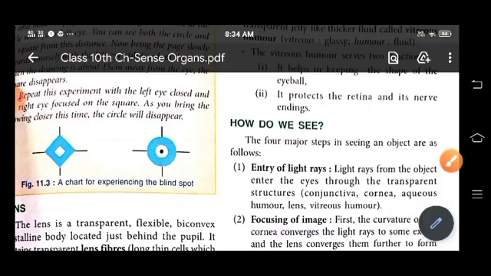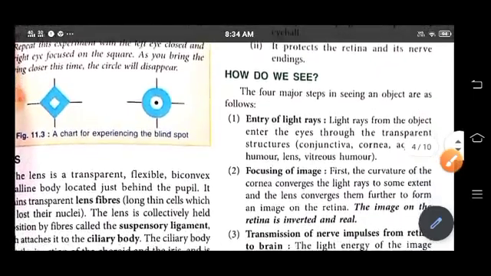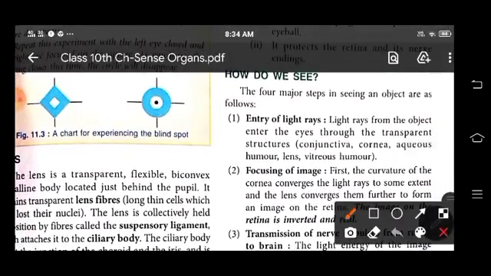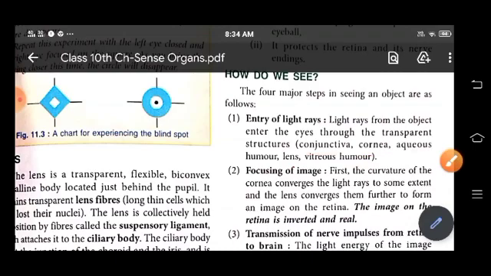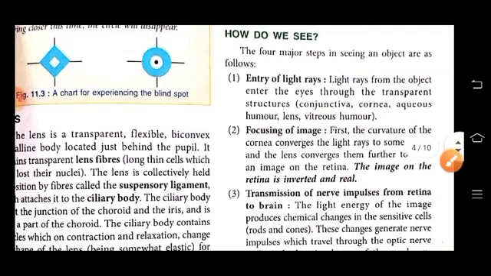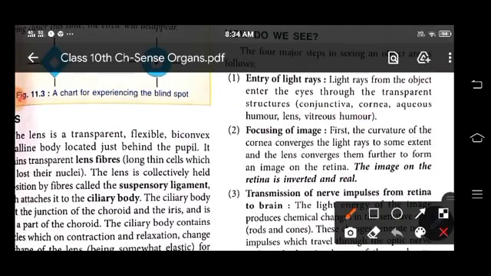First, light rays from the object enter into the eyes through the transparent structures like conjunctiva, cornea, aqueous humor, lens, vitreous humor. The next step is focusing of the image. The curvature of the cornea converges the light rays and the lens converges them further to form an image on the retina. Whatever image is formed on the retina is inverted and real.